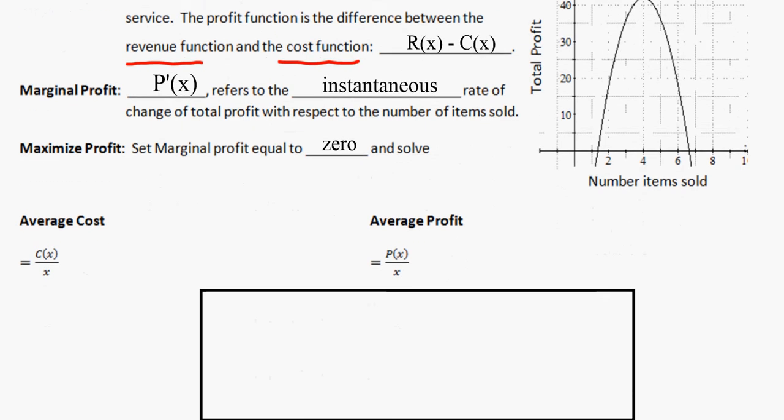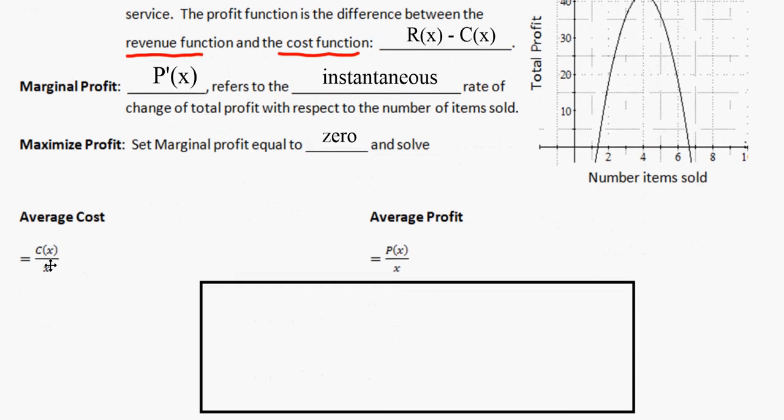Just a few notes here for the homework. Average cost is C of x over x, and average profit is equal to P of x over x, where again x is the number of units produced, or units produced and sold.